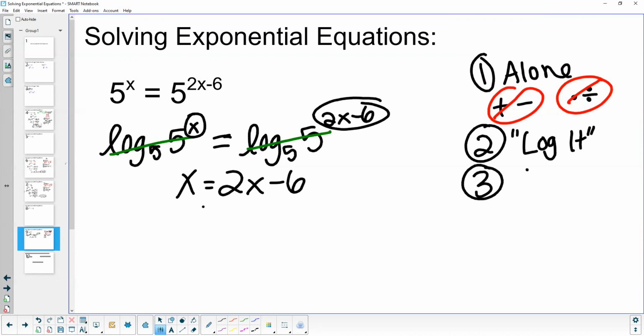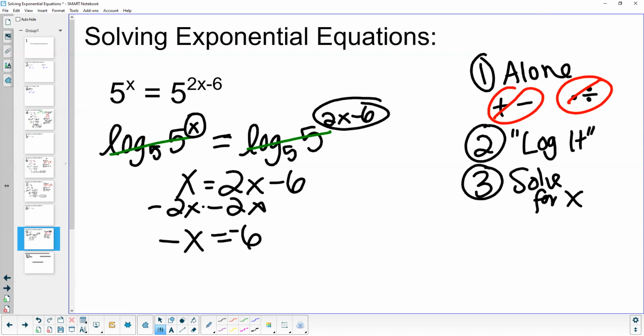In our third step, solve for x, we can subtract 2x from both sides. We end up with negative x equals negative 6, which when we divide both sides by negative 1, we get x is equal to 6. Okay, so that is how we can do that.